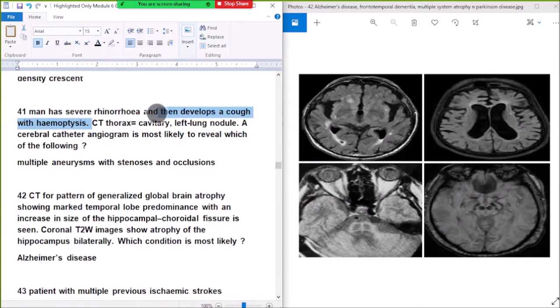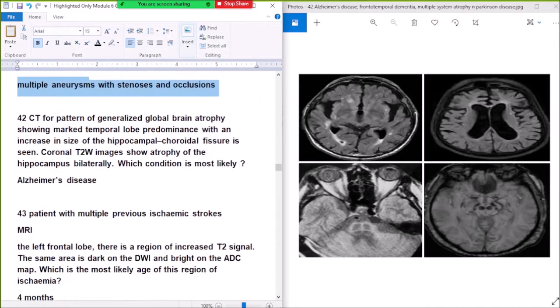Man has severe rhinorrhea and then develops a cough with hemoptysis. CT thorax shows a cavitating left lung nodule. Cerebral angiogram is most likely to show multiple aneurysms with stenosis and occlusion. This is rhinorrhea and then cough, which is granulomatosis with polyangiitis. In this condition the angiogram shows multiple aneurysms with stenosis and occlusion.